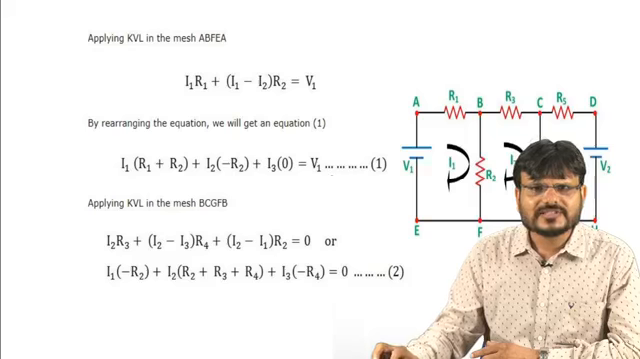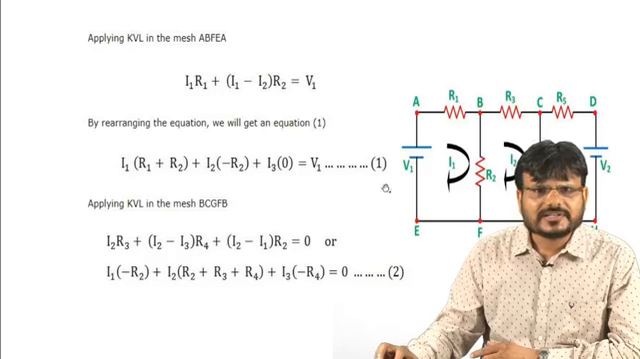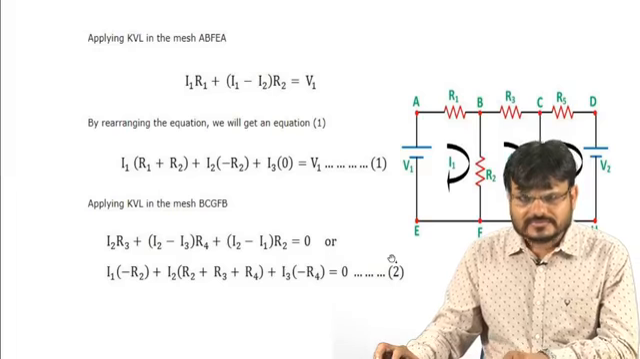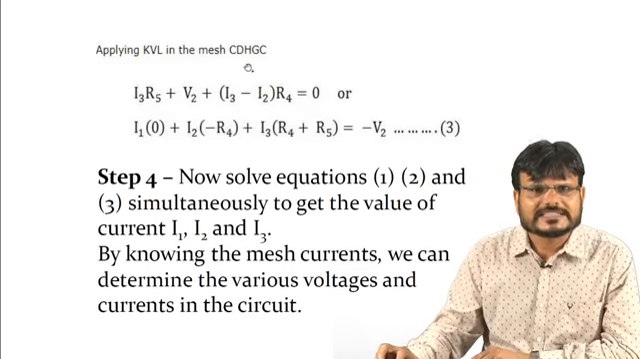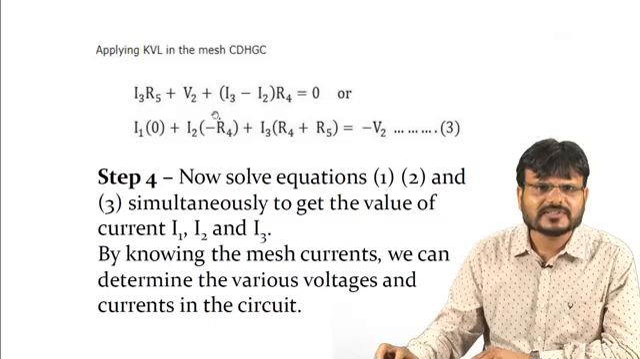So here you can see this current, applying the KVL in the mesh CDHGC, that can be written as I3 into R5 plus V2 plus (I3 minus I2) into R4 equal to 0. After the simplification, you can write the equation in this form.